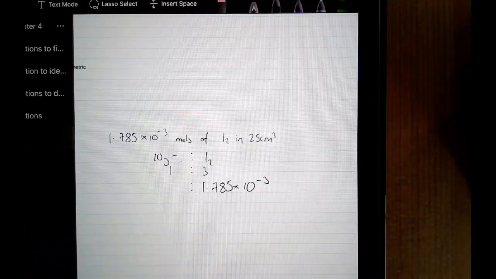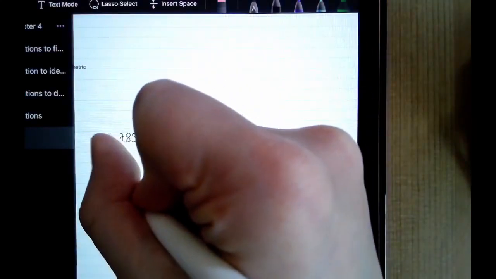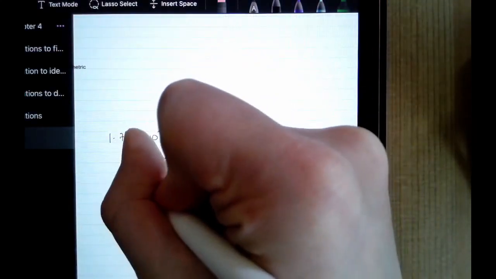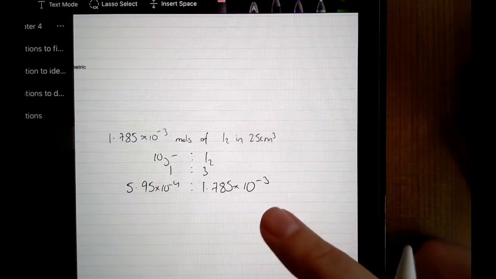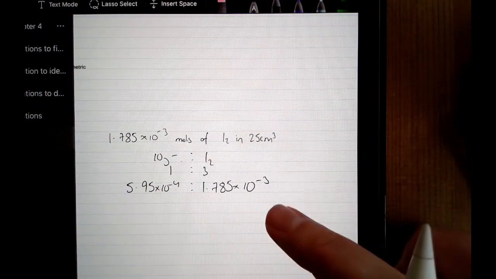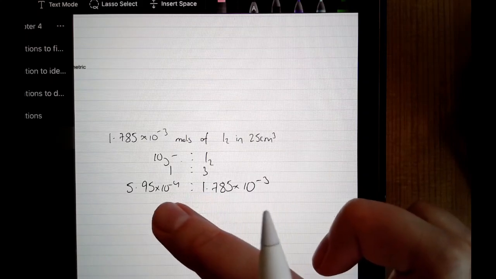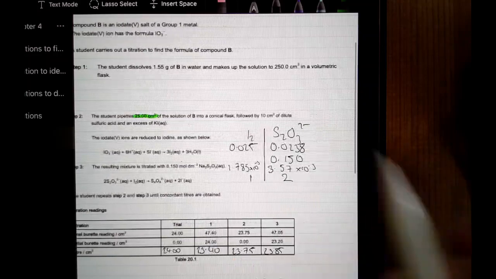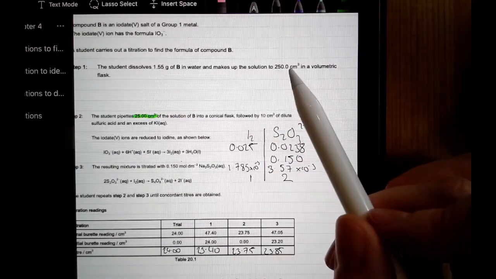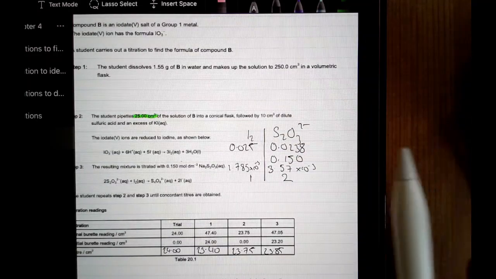So I'm going to need to divide this number by 3 to work out the number of moles of the iodate, 5.95 by 10 to the -4. So if I have that number of iodine moles in 25 centimetres cubed, then I'd have that number of iodate moles in 25 centimetres cubed.